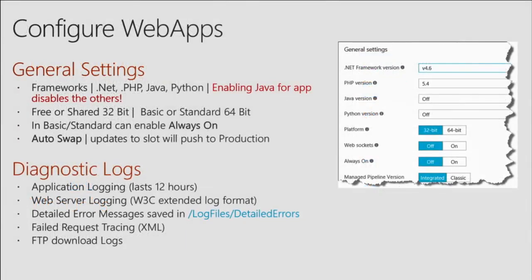General settings in a web app. You can choose your frameworks. You can choose whether it's a 32-bit or 64-bit platform. And notice that a 32-bit platform is only available in the free or shared platform level, and 64-bit can be basic or standard. And for basic or standard, you can enable always on.